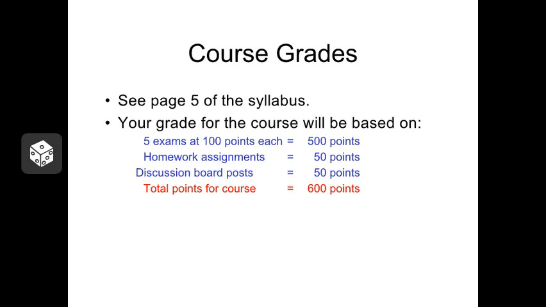Exams are worth 100 points apiece, so they're worth 500 points total towards your score. Homework assignments are worth 10 points apiece, so they're worth 50 total towards your score. And discussion board posts are also worth 10 points apiece, and there are 5 of those, so they're worth 50 points total towards your score. You have the opportunity to earn up to 600 points for the semester.